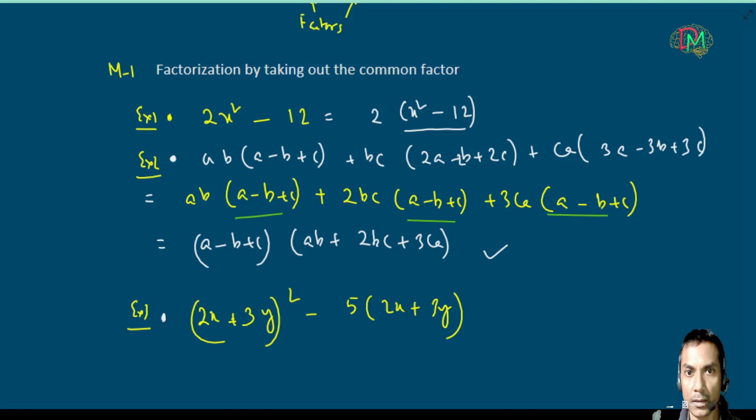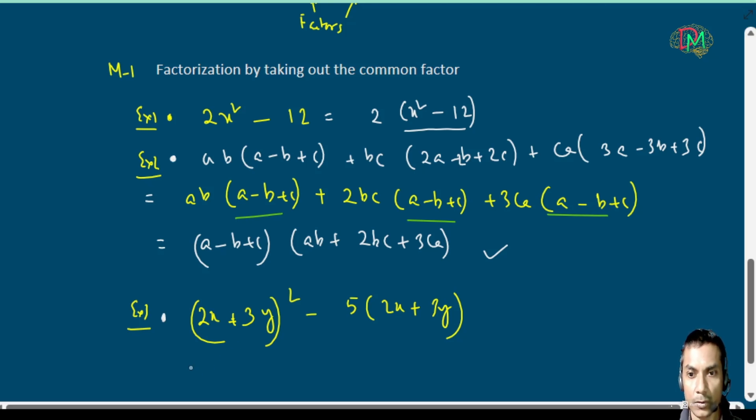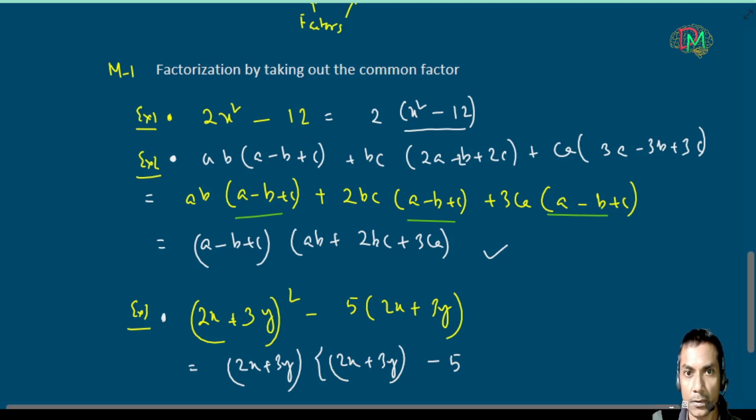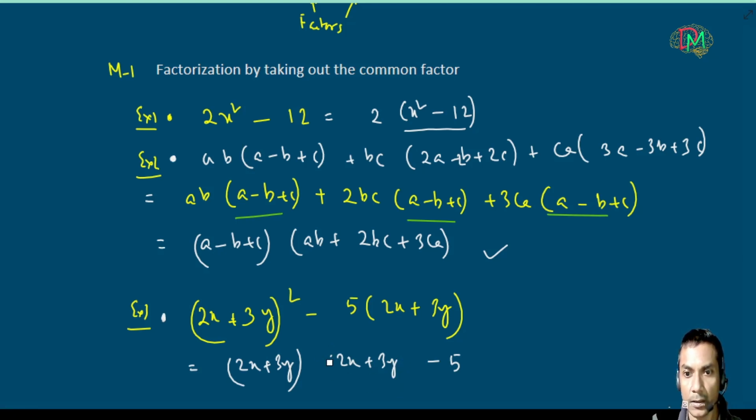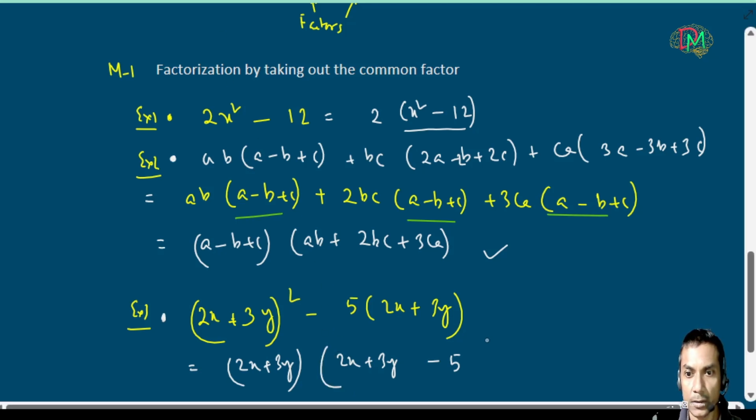How can you do that? You take the common 2x plus 3y, and what remains is 2x plus 3y minus 5. Clear? Or there is no need for this bracket; with this step you can complete. So 2x plus 3y, here the square is there, so one 2x plus 3y is removed, and what remains is 2x plus 3y minus 5. That is the answer. Clear?